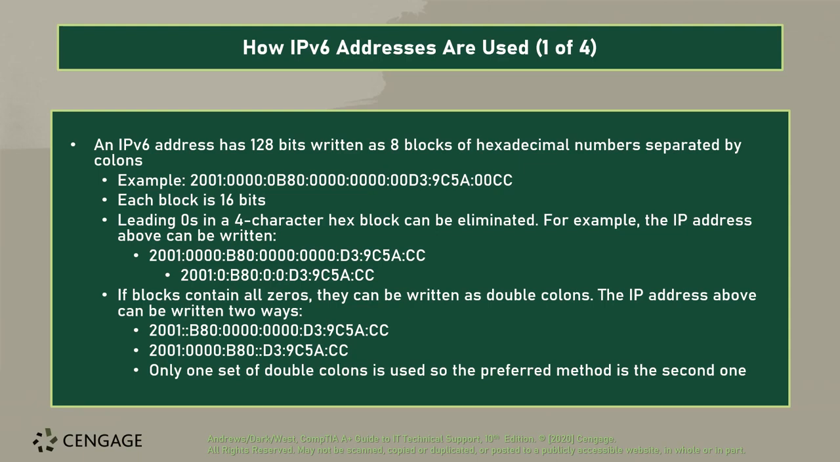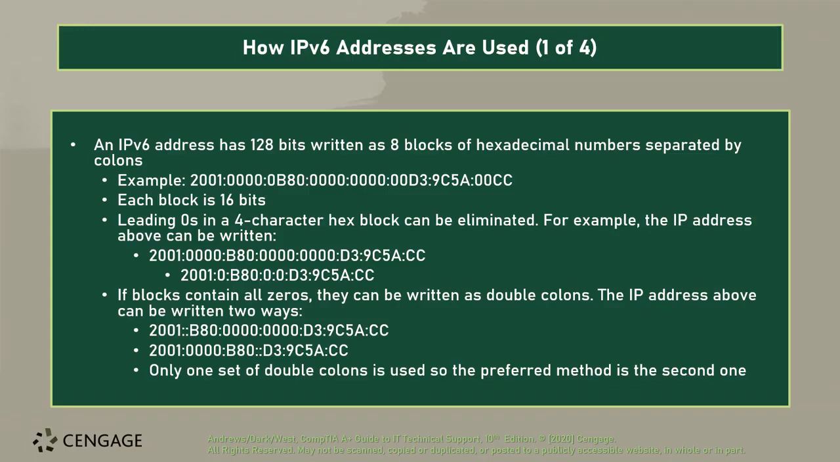We can also perform what's called compression based on 2 rules. If we have a leading 0, meaning that in the second block there we have all zeros, and in the third block we have a 0 in front of the B, there is no difference in their magnitude if we remove all the extra zeros from the front. Now, certain businesses, certain companies, certain organizations, Cengage included by the structure of this, do not like writing a compressed 0 block in this way. I have written it this way in the second line of the example. So 2001, 4 zeros, B80, 4 zeros, 4 zeros, D3, 9C5A, double C.